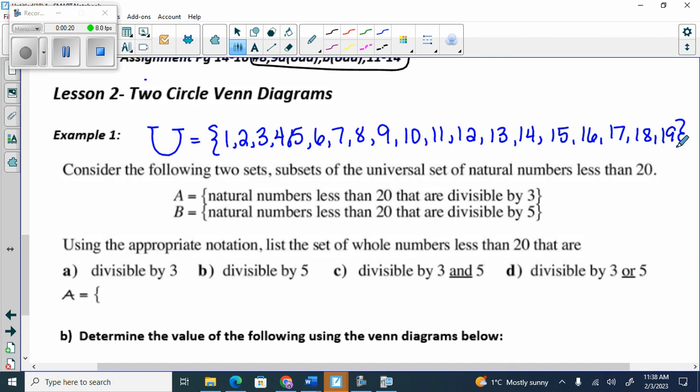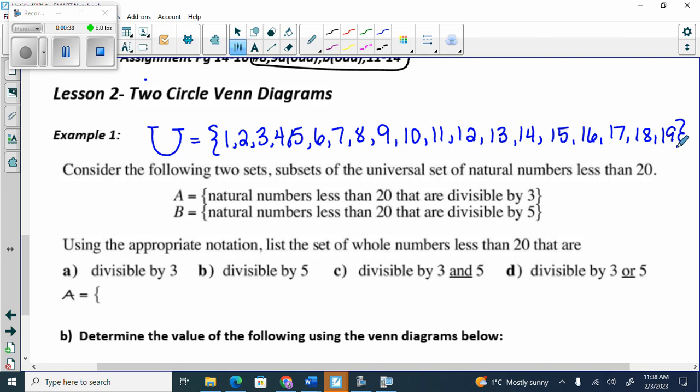So we're showing today how we can actually put sets in Venn diagrams. You know, Venn diagrams are the two circle things. You put the ones that are in both in the middle, etc. So here it says A are the natural numbers less than 20 divisible by 3, and B are the natural numbers less than 20 divisible by 5.